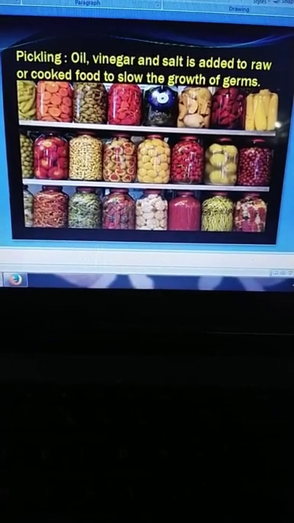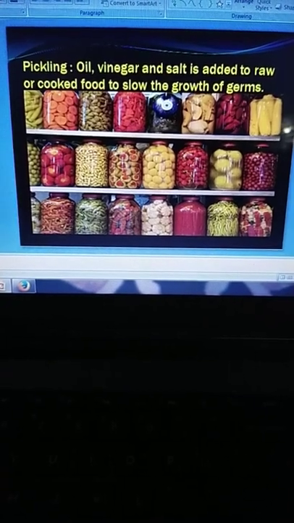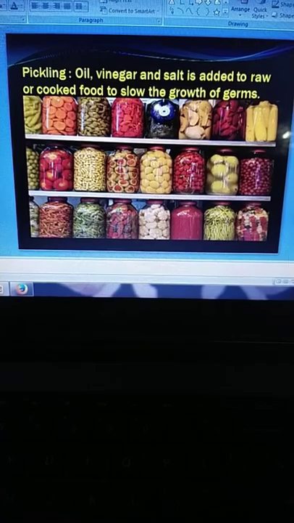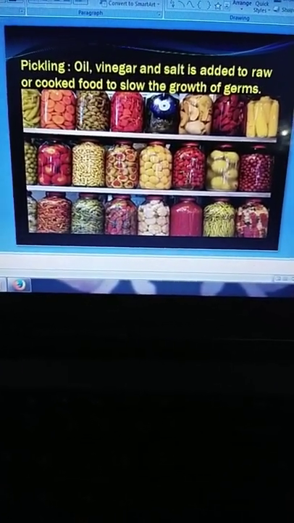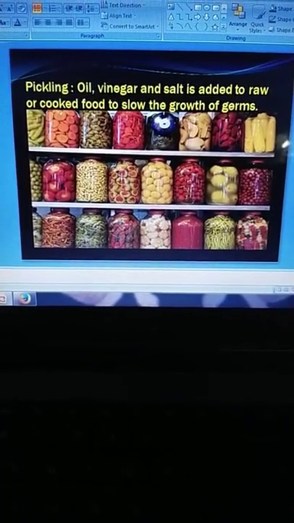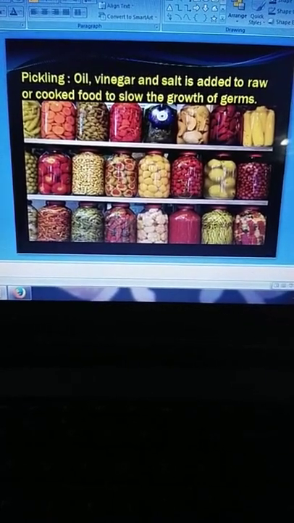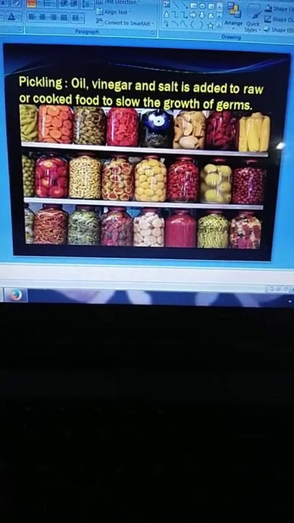Pickling. So you must have seen pickling done by your mother. Yes or no, children? Yes. You must have seen your mother putting oil, vinegar and salt into a jar and making some pickles. So that is the process also for preservation of food. Oil, vinegar and salt is added to raw or cooked food to slow the growth of germs.